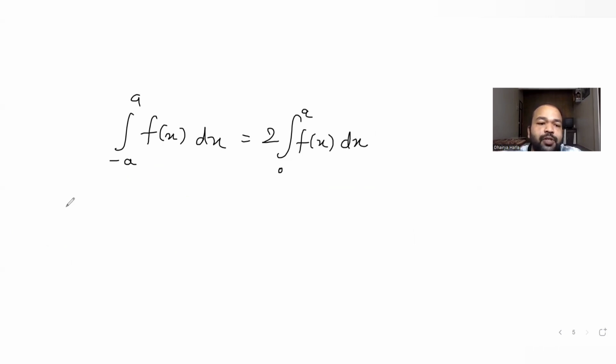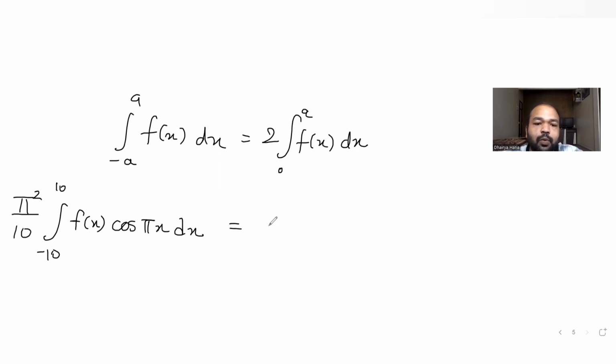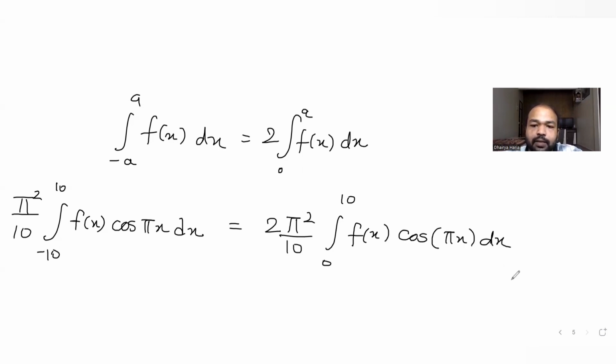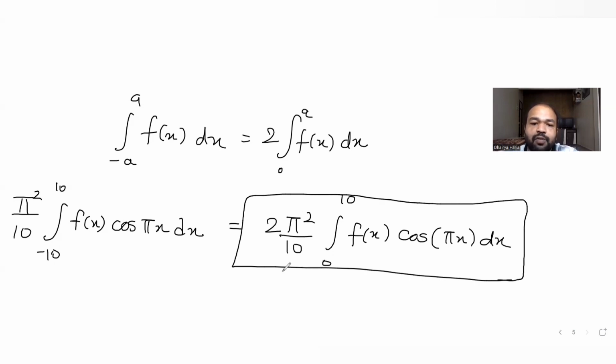And whenever you have an even function, the integral from minus a to a of f of x dx is given by 2 times the integral from 0 to a of f of x. So in this expression, we were told that the integral from minus 10 to 10 of f of x into cos pi x dx, multiplied with pi square by 10, is equal to 2 pi square by 10 times the integral from 0 to 10 of f of x cos pi x dx. Now let's try to solve this expression further.